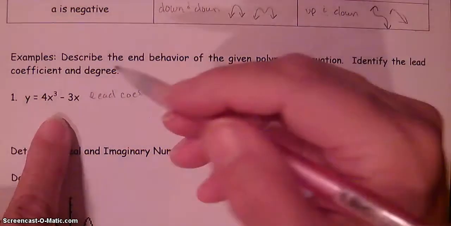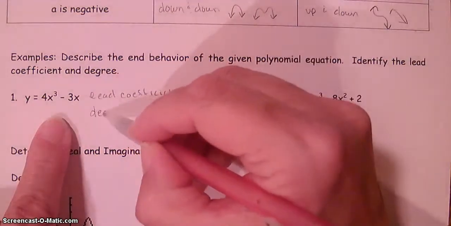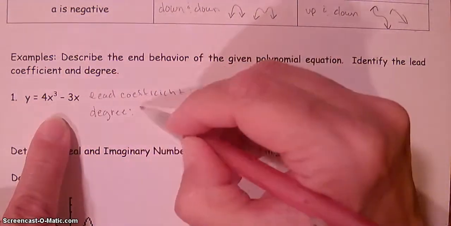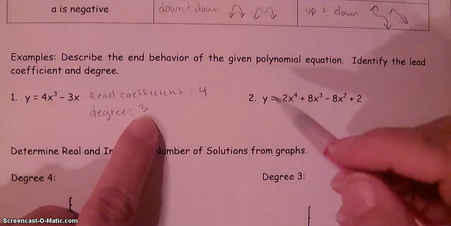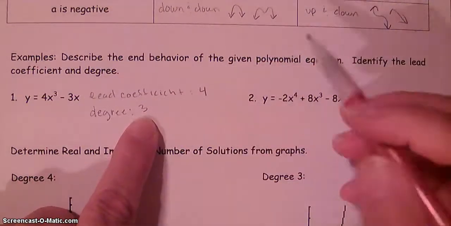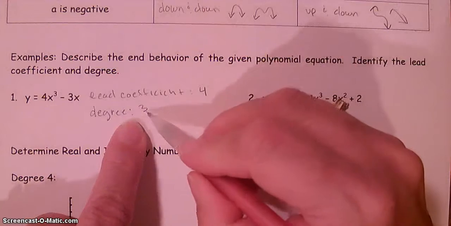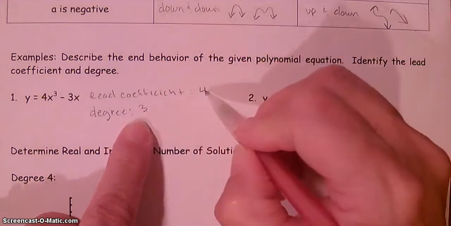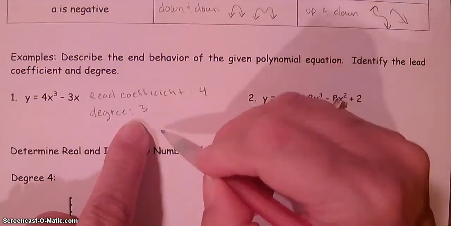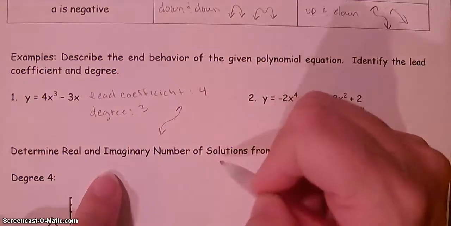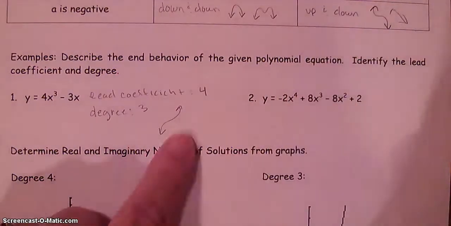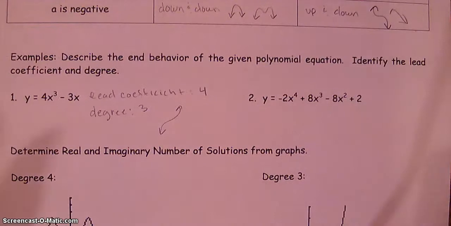The next thing I need to look at is my degree. My degree is x cubed, so it's 3, which is an odd number. Based on the chart that I looked up, a degree of 3 is odd and my a is positive, so I'm going to be down on the left, up on the right. This is not exactly how that graph would look, but I know these would be the end behaviors.